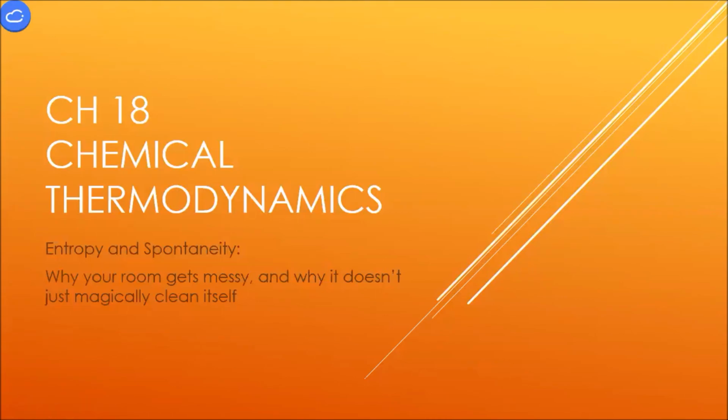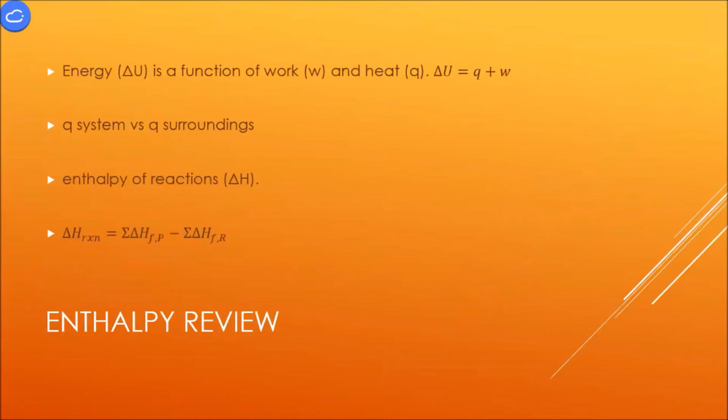So now we'll look at entropy and spontaneity. Essentially, why does randomness happen and why do things happen without any external outside force? But in order to understand this, we have to remember the idea of internal energy, that the energy of a system is a function of work and heat. We could write the equation that internal energy is heat plus work. So if heat and work are going into a system, the energy of the system goes up. If heat is leaving and work is leaving, energy is going down.